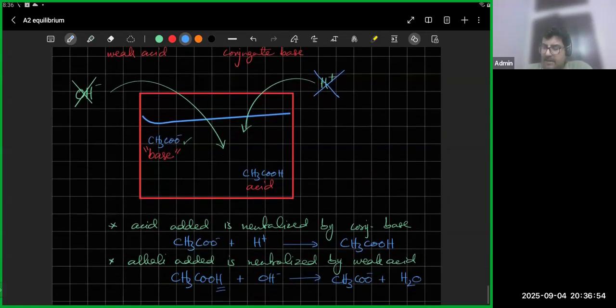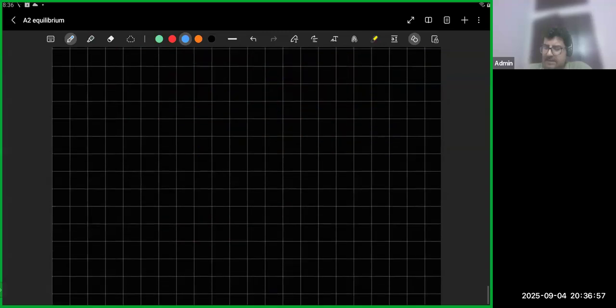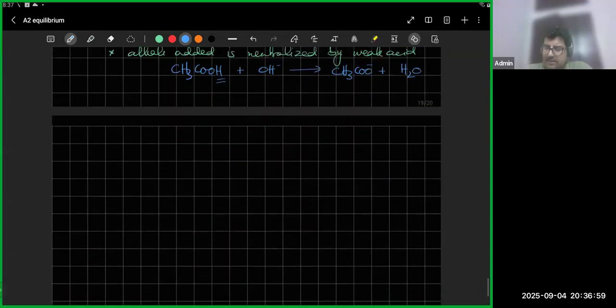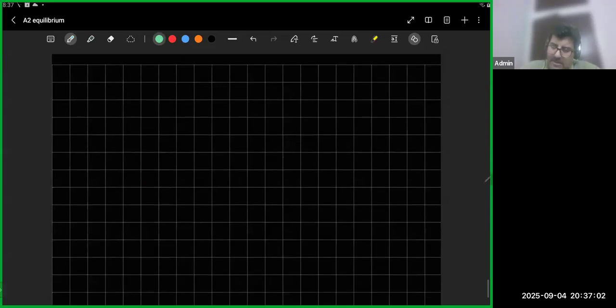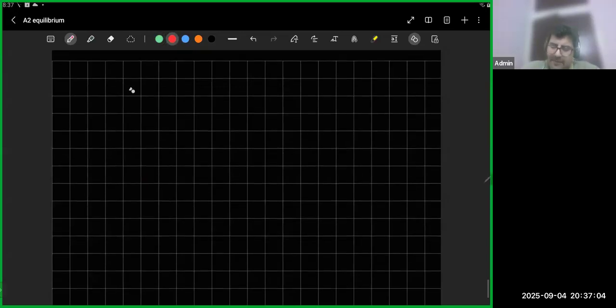Now, the next thing is, how is a buffer formed? I just told you that you need ethanoic acid. But the thing with ethanoic acid is that it is capable of producing or releasing ethanoate ions as well. Like if you just have ethanoic acid, let's say I have 0.1 mole per dm cube ethanoic acid.